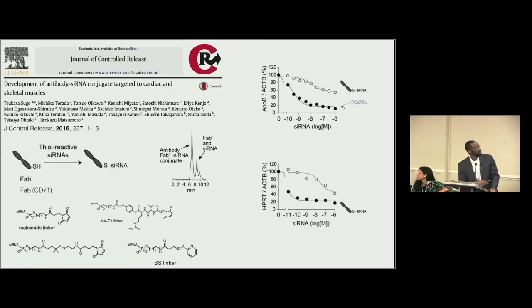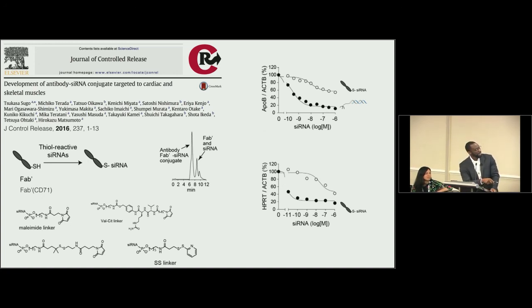I am way out of time, so I'll skip through this really quickly. What is this? This is another paper where they've done a Fab RNA conjugate. Again, excellent purification, showing that they work. What I really like about this paper is they actually compare themselves using ApoB to the GalNAc system and show that the GalNAc system is just highly superior. Now, this is also because they were using cells that have a lot more asialoglycoprotein receptors than they do transferrin receptors. So maybe that comparison is not fair.